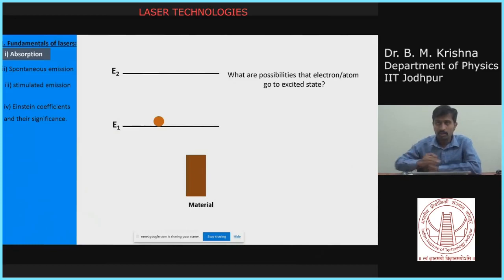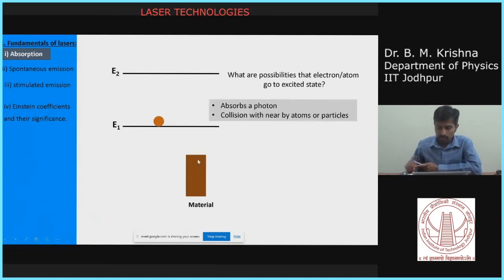What are the possibilities for an electron or atom to go to the excited state? Right now the electron is in the ground state, so how can it go to the excited state? Yes, it has two possibilities. Either the electron can absorb a photon, or through a collision with other nearby atoms or particles, it can go to the excited state.